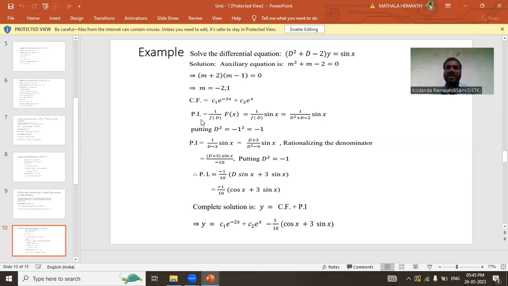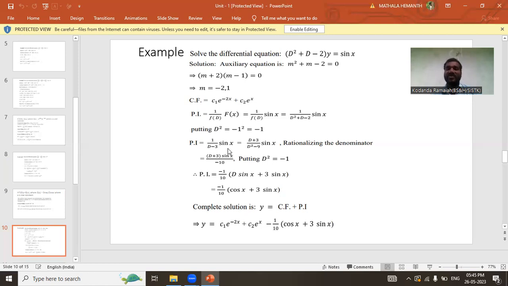Next, you can find the particular integral, which equals 1 by f of D into F of x, where F of x means the RHS term of the given function. That can be written as 1 by f of D into sin x, which equals 1 by D square plus D minus 2 into sin x. For the trigonometric function method, put D square equals minus a square, which here is minus 1. So replacing D square with minus 1, we get 1 by minus 1 plus D minus 2 into sin x, so 1 by D minus 3 into sin x.